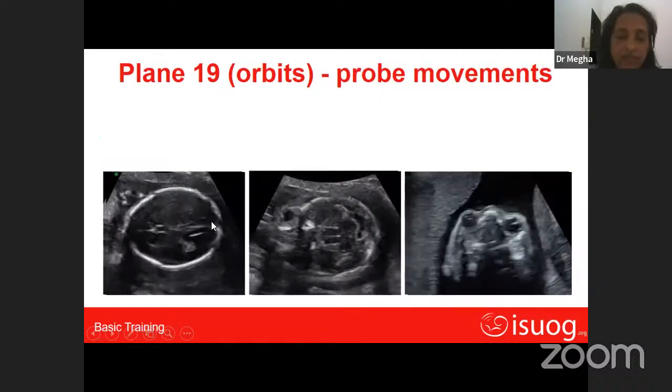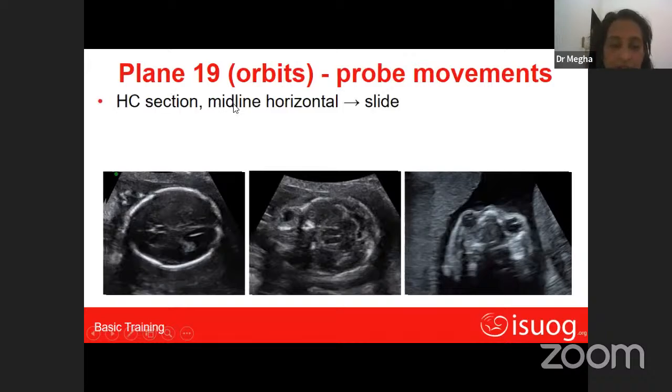Let's look at the images. So that's where you start, the transventricular plane. You slide down until you get the orbit on one side and the cerebellum on the other side. You will then slide your transducer and dip it towards the other orbit. So what you now get is a fetus in an occipital posterior position, clearly showing the two orbits and the clear lens inside.